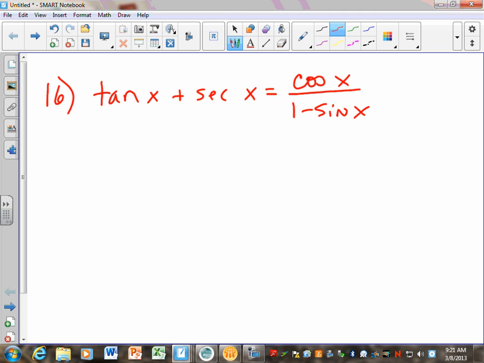Let's look at number 16. Hopefully maybe you started number 16, right? Like, did you change tangent and secant maybe in terms of sine and cosine? I think that's a good choice. Why? Because this has sine and cosine on it, and I can change both tangent and secant in terms of sine and cosine. So tangent is the same as sine of x over cosine of x, and secant is the same as 1 over cosine of x.